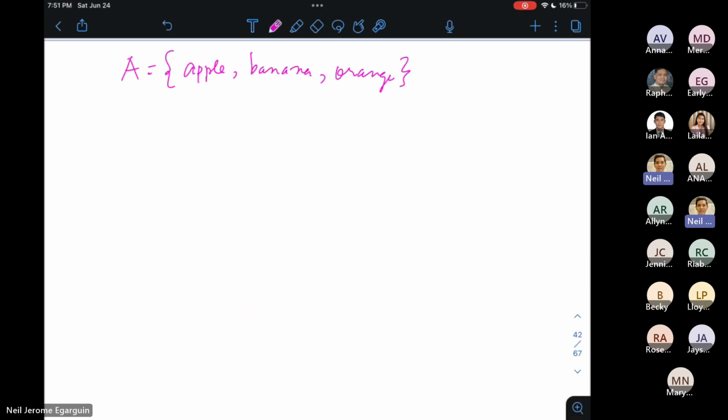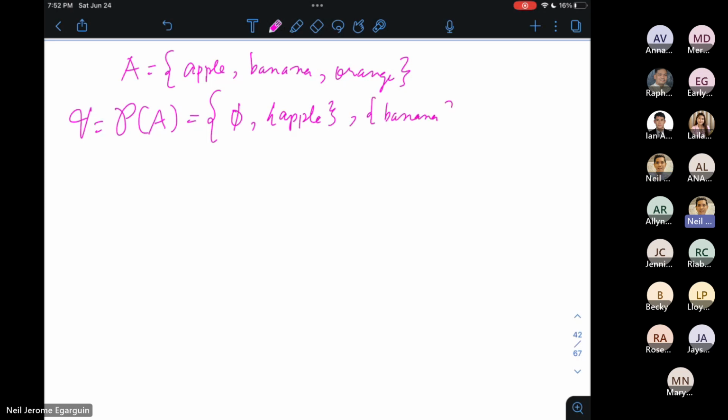Then we take the subsets of A. So that would be the power set of A. The power set of A contains all the possible subsets. So this is its content. First, the empty set, which is a subset of set A. Then the subsets with one element each: the set containing apple, the set containing banana, then the set containing orange. Right? And then the ones with two elements: the set containing apple and banana.